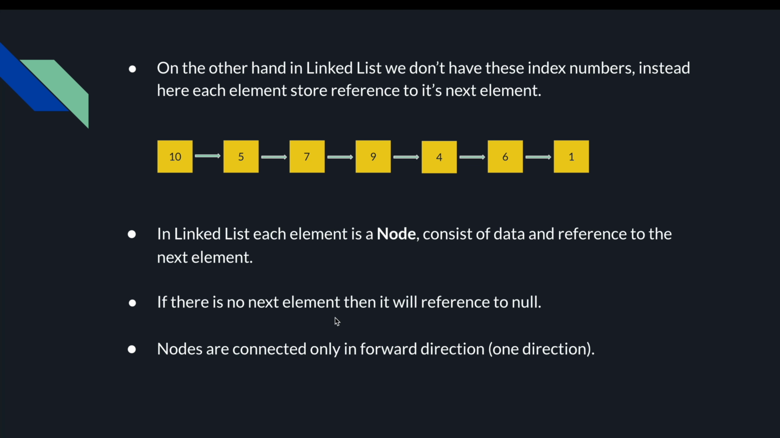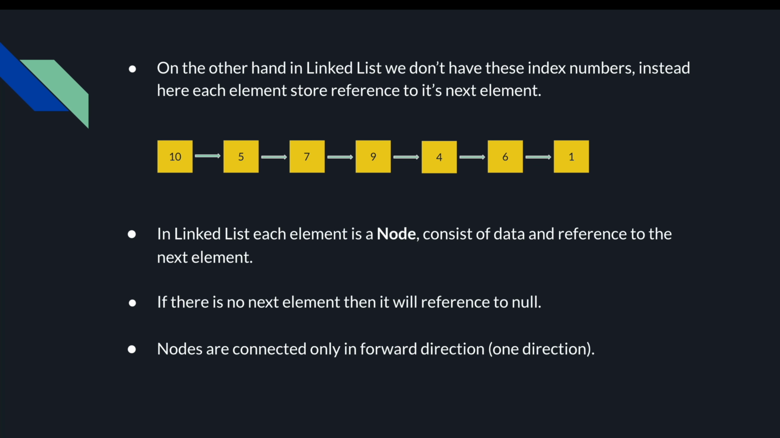And if there is no next element, then it will reference null, which in this case happens to the last element, which is 1 here, because we do not have any other element next to it. It will be referencing or pointing to null. Also, since we are talking about singly linked list, in singly linked list nodes are connected only in the forward direction. Like 10 is referencing 5, 5 is referencing 7, but 7 is not referencing back to 5. So it's a singly linked list which is pointing in the forward direction. We also have doubly linked list that takes care of this problem as well, but we will talk about it in some other video.